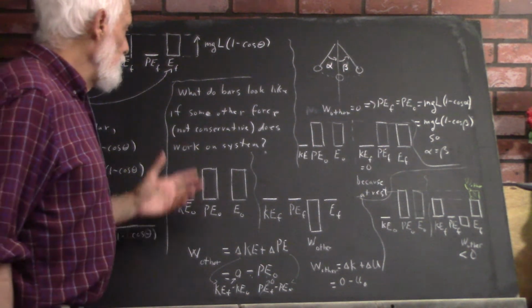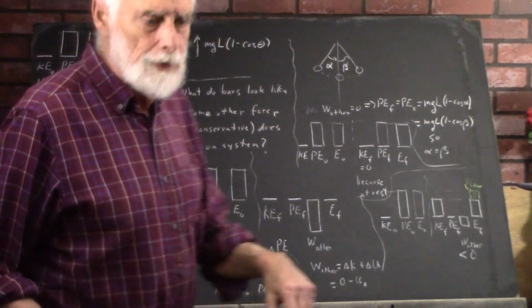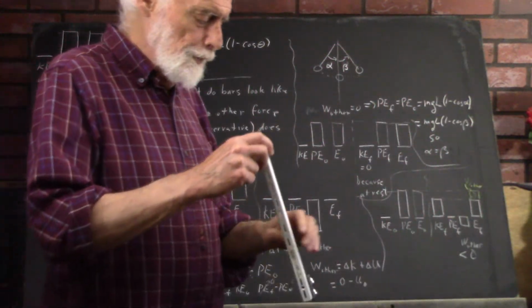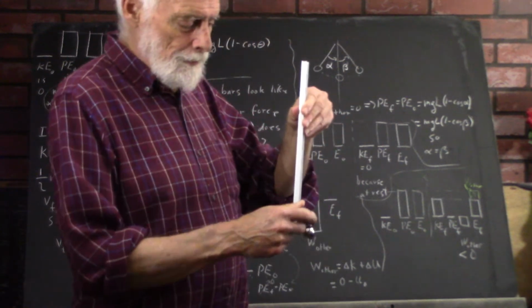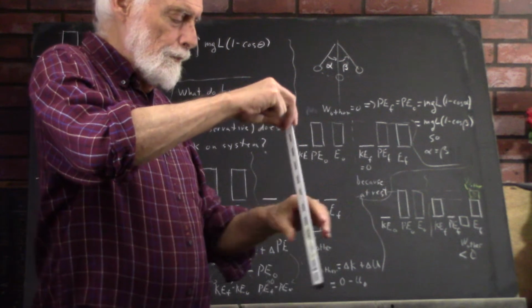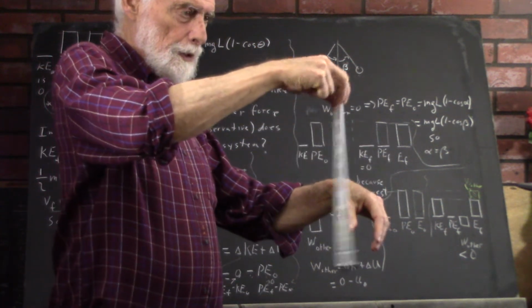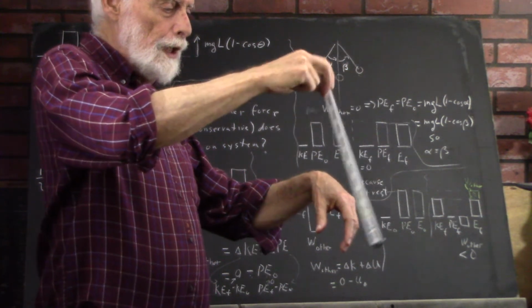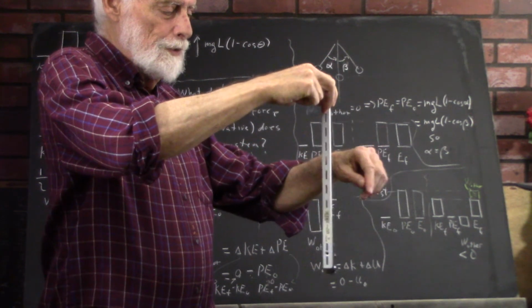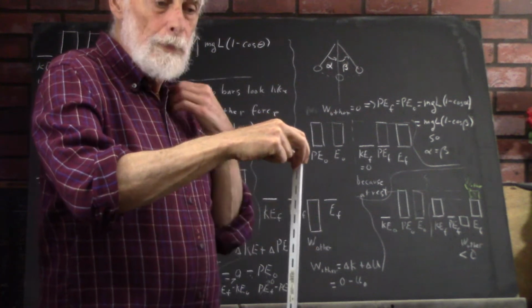Now what do the bars look like if some other force that's not conservative does work on the system? The example I gave at the beginning is this physical pendulum, a couple of balls and a magnet attached to a strap. If I release this from this point, it'll swing back to equilibrium and keep swinging back and forth. Now I'm actually helping it, because if I don't, and it swings back, it doesn't go that far past equilibrium because my fingers interfere with the motion.